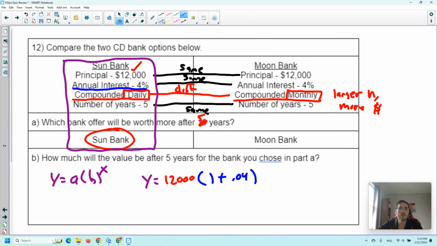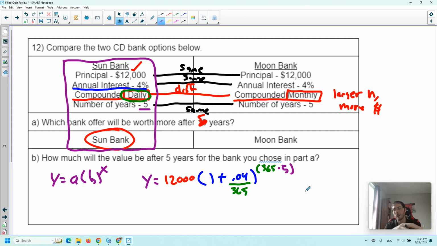And then we've got our number of compounds. So we have this daily here. Since it's daily, we have 365 days in a year. And up in the little exponent, we have to do 365 times the number of years. So we've got 5 years, so 365 times 5. So that's all of our parts.